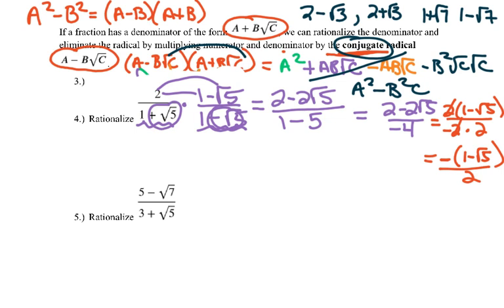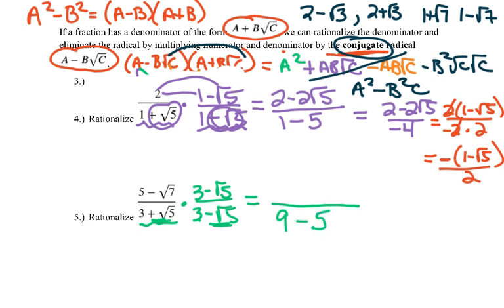And let's take it up one more notch. For one that's a little bit more difficult, we have 5 minus radical 7 over 3 plus radical 5. We want to multiply by the conjugate of the denominator. So that means we're going to multiply by 3 minus radical 5. Now we can FOIL both the numerator and the denominator. Let's go ahead and do the denominator first. Our 3 times 3 is 9. Our outers and inners will cancel, and our plus radical 5 times a minus radical 5 will become just a minus 5. The top we need to FOIL, so 5 times 3 is 15.